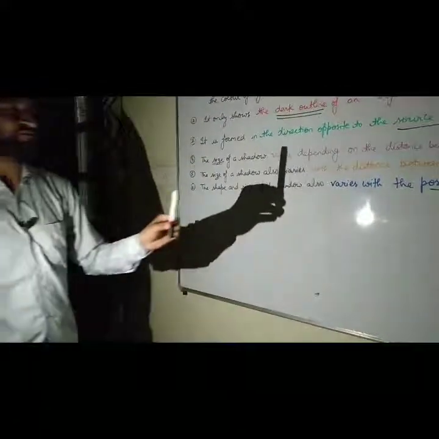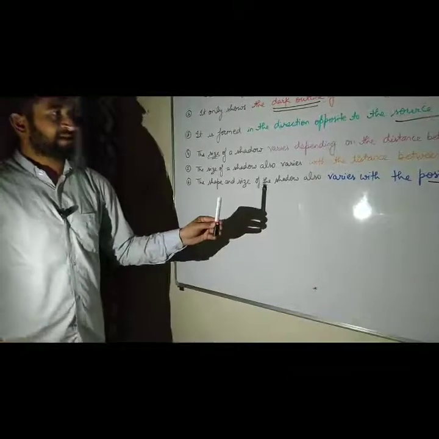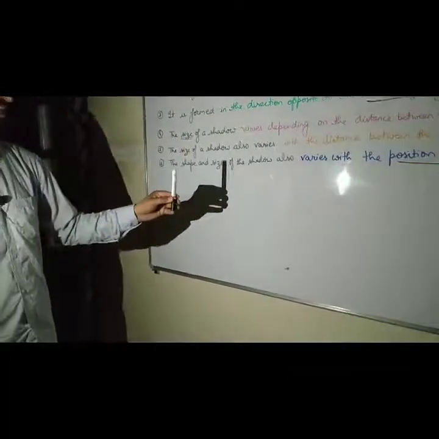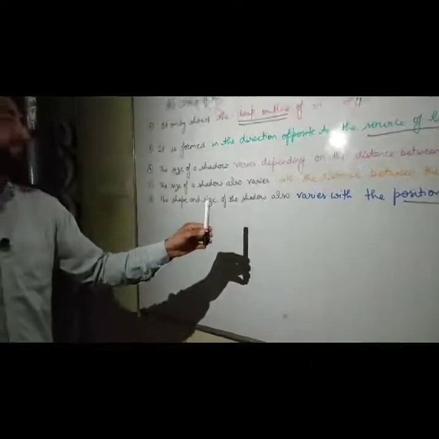So the size and shape of shadow depends on the position of the source, the distance between the object and the screen, and the distance between the object and the source of light. Now we'll check the position.